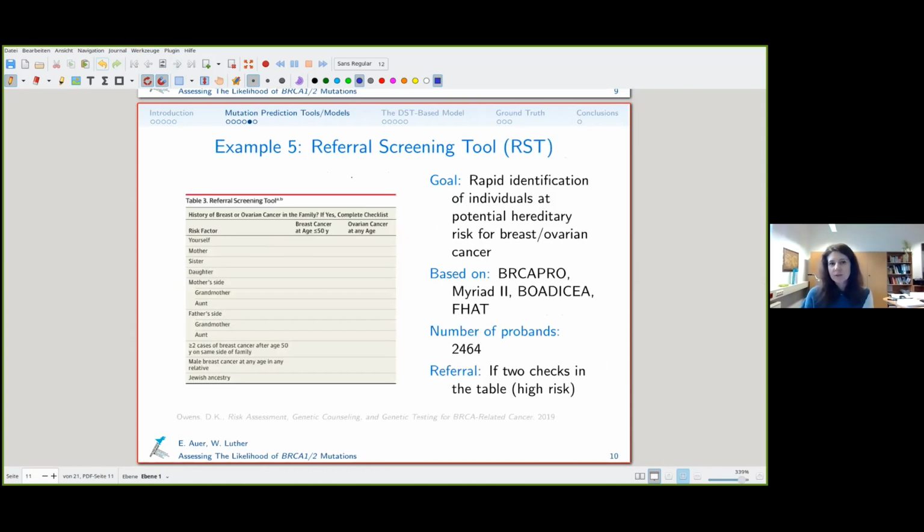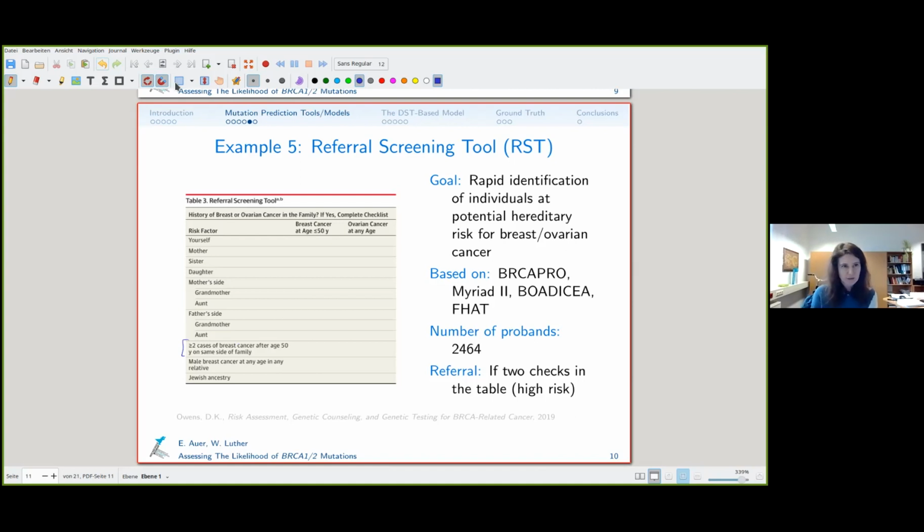The most simple tool is the so-called referral screening tool. We have such a questionnaire and need to check what is right for us. If we have more than two checks in the table, then we have high risk. If not, then not. This is also based on contemporary mathematical models for prediction of mutation probability. We see also different kinds of questions, for example, more than two cases of breast cancer after age 50. We did not see this kind of criteria in any other tool.